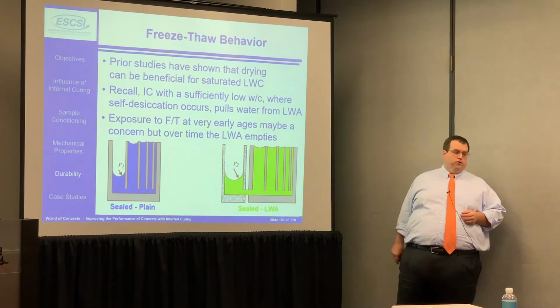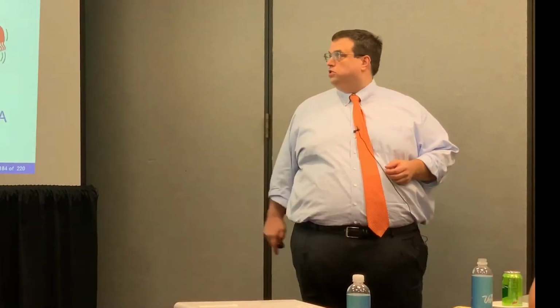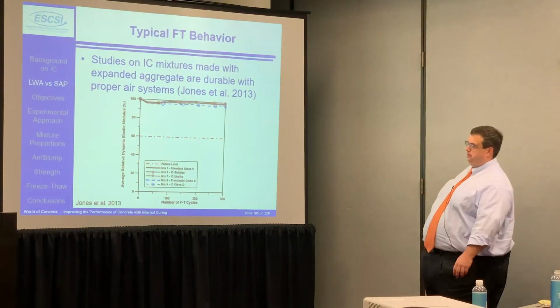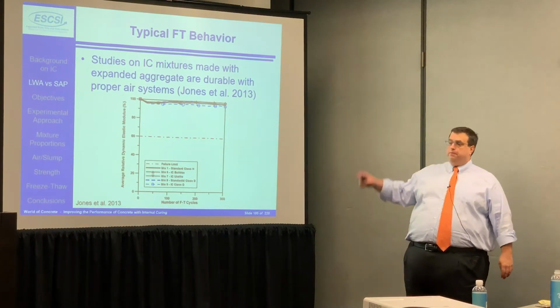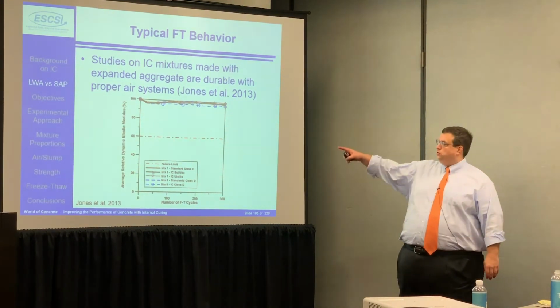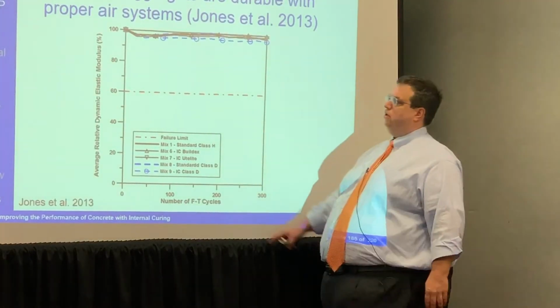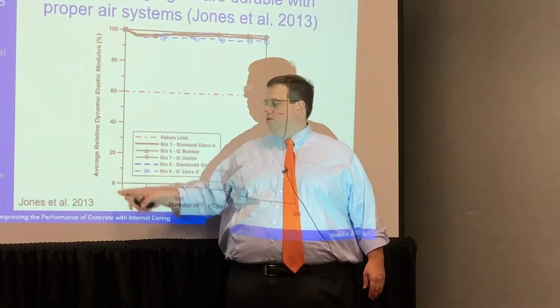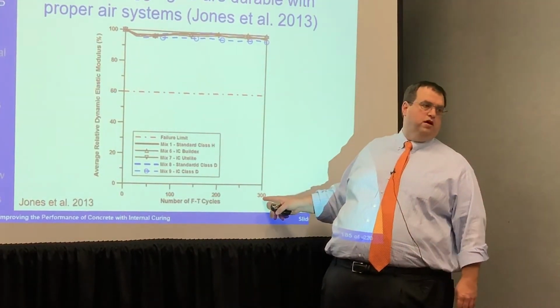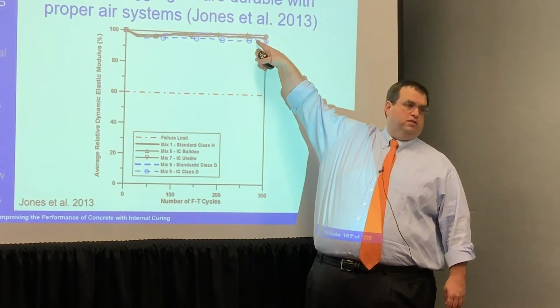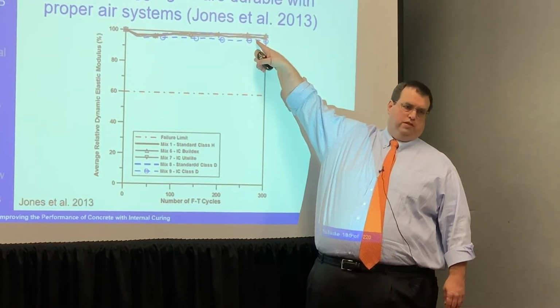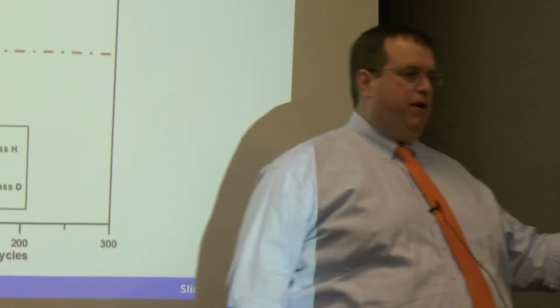Freeze-thaw behavior, there were some questions about this earlier. All right? What we've typically noticed is this plot here. Right, we did a big study for Colorado that if you properly air entrain your concrete, you will see a plot that is very uninteresting to look at. This is the change in stiffness of your concrete versus the number of freeze-thaw cycles. If it gets to 60%, it failed. The modulus doesn't change almost at all throughout the entire test. This means if you've got the proper air void system, it's very, very durable.